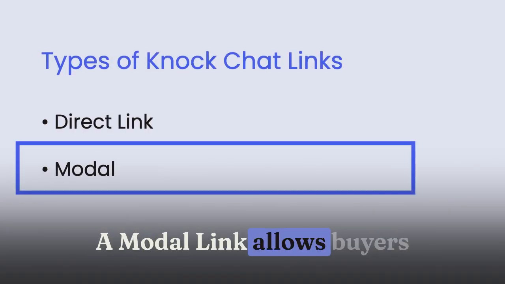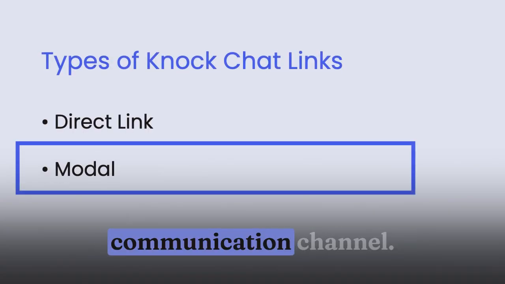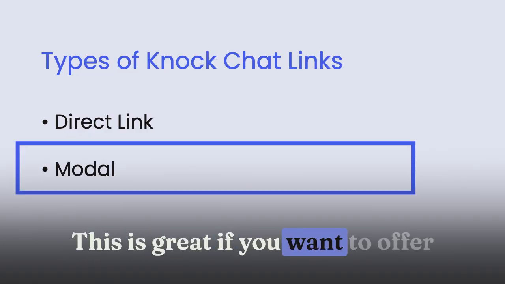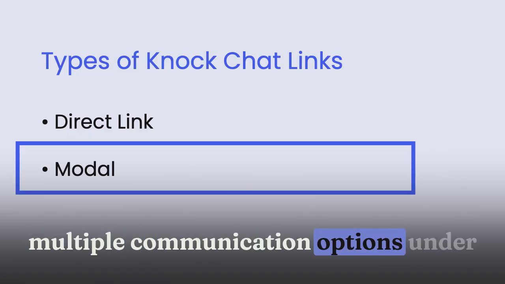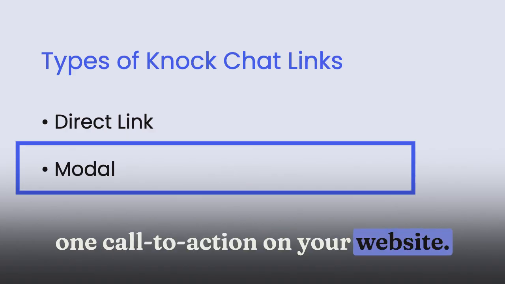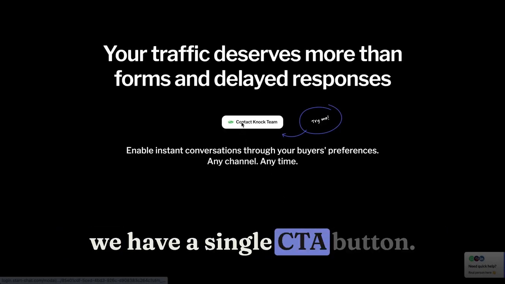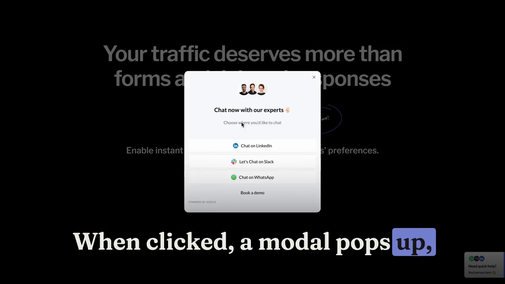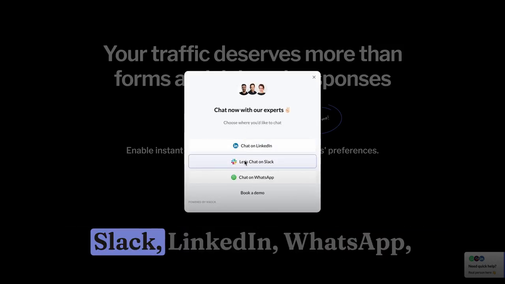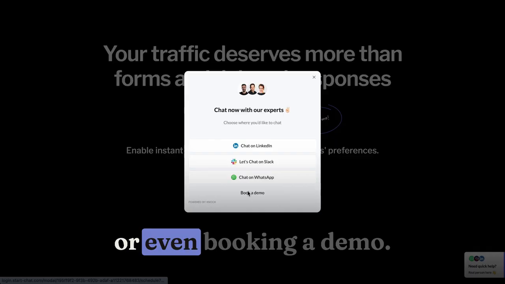A modal link allows buyers to choose their preferred communication channel. This is great if you want to offer multiple communication options under one call to action on your website. For example, on Knock's website, we have a single CTA button. When clicked, a modal pops up, letting the buyer choose between Slack, LinkedIn, WhatsApp, or even booking a demo.